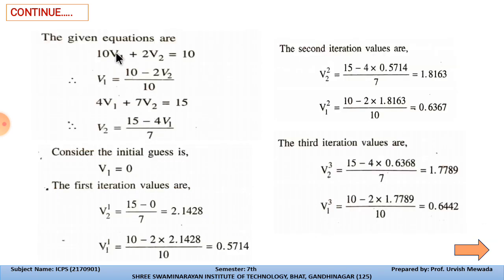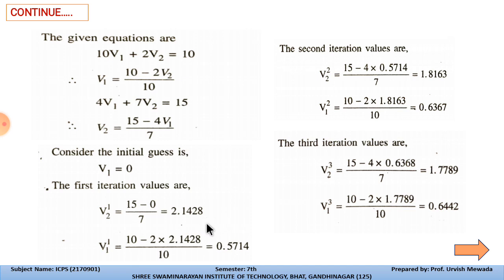It is given that 10 V1 plus 2 V2 is equal to 10, then V1 is equal to (10 minus 2 V2) by 10. And V2 is equal to (15 minus 4 V1) divided by 7. Now consider the initial guess V1 equal to 0, because we have considered V1 as the slack bus. So the first iteration value V2(1) is equal to (15 minus 0) divided by 7. So V2(1) will be 2.1428.